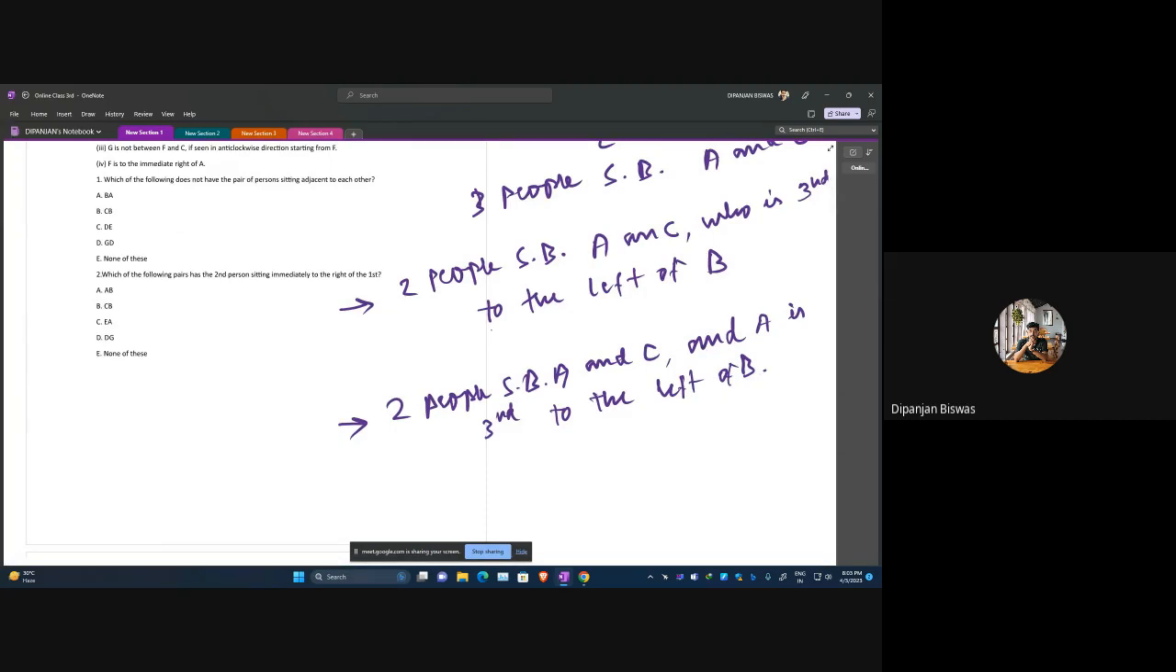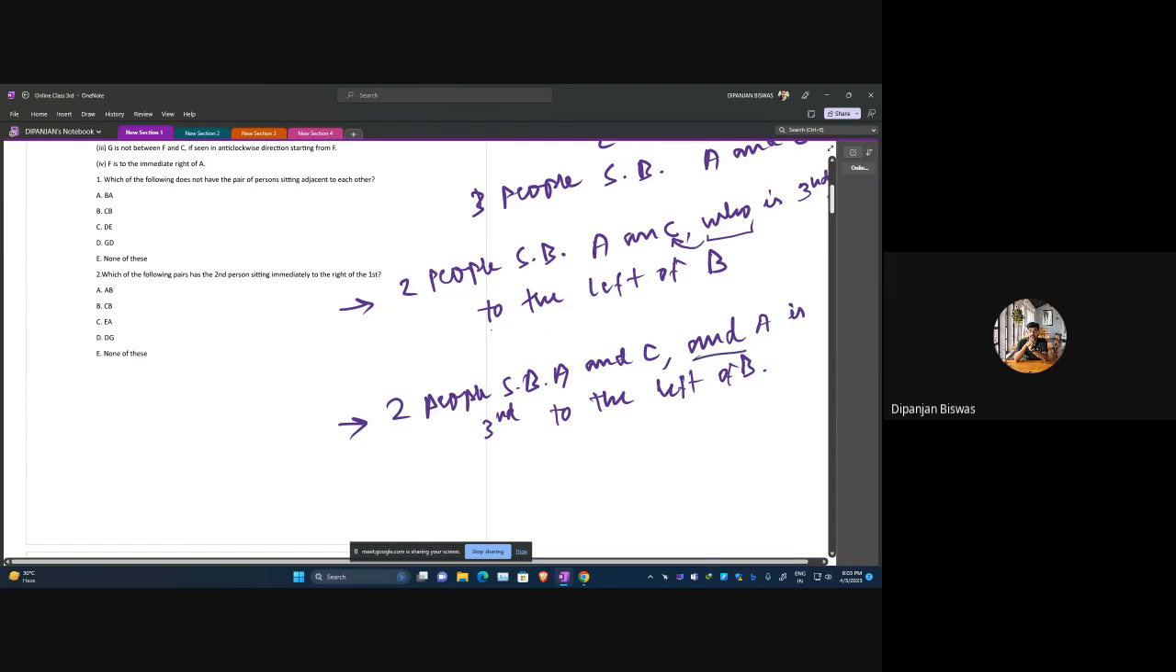If the sentence is joined with who, you have to relate to the last person. Okay. So it is said that C is third to the left of B. But if it is joined by and, you have to relate the sentence to the first person. Here it is A. So if we draw the diagram, let us take an 8-person sitting arrangement.